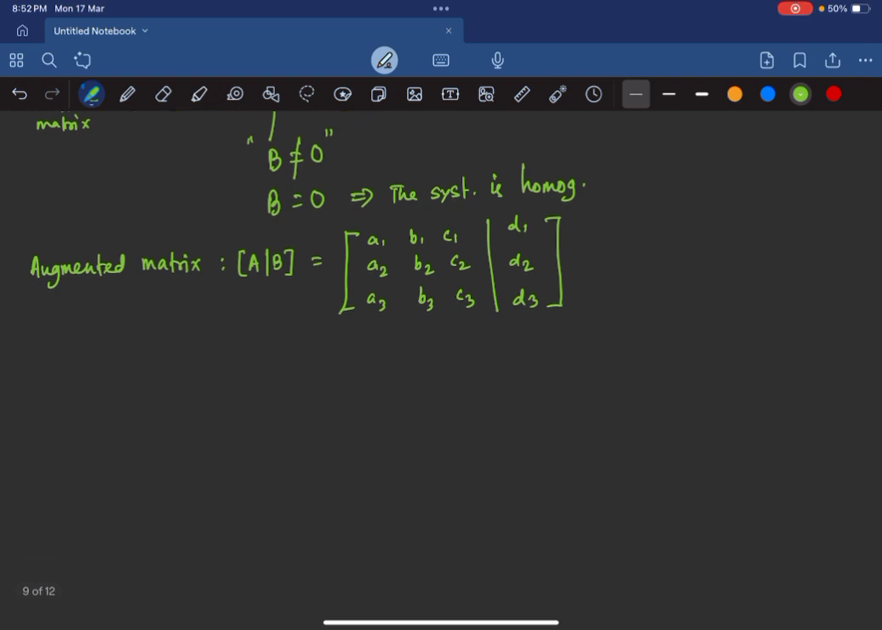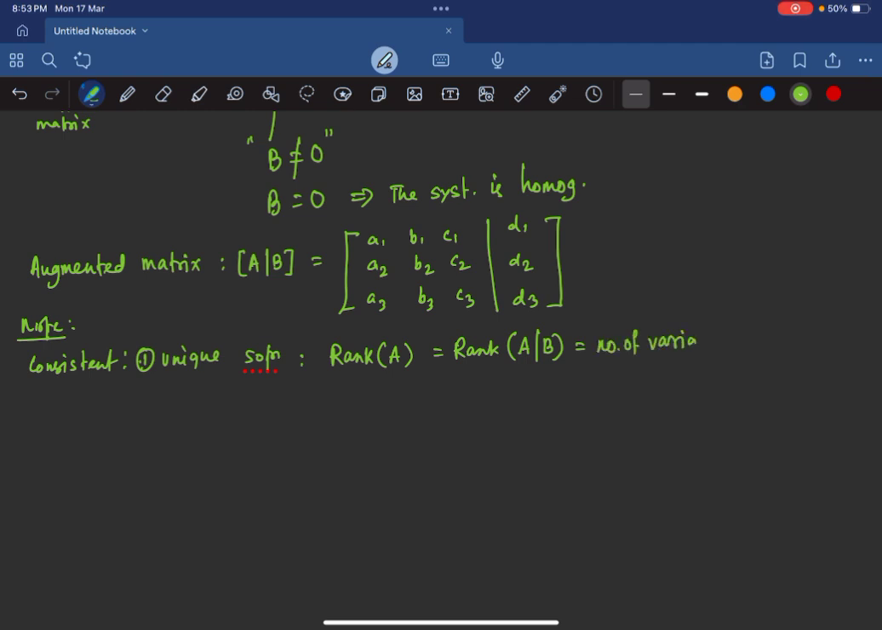Now we have the consistent case, that means the system is consistent. You should note this. Under that, the first part is the unique solution. For that, the rank of A is equal to the rank of A augmented B, which is equal to the number of variables.